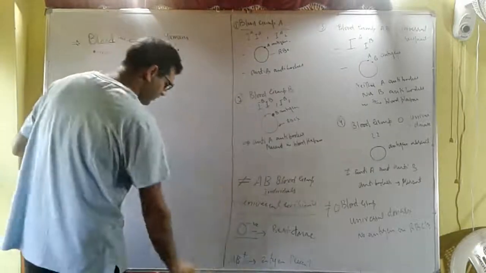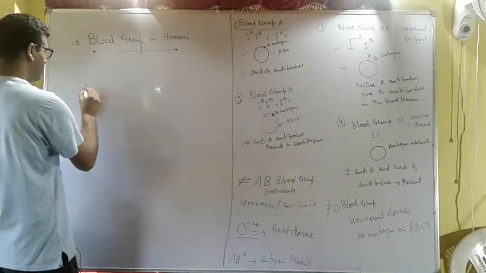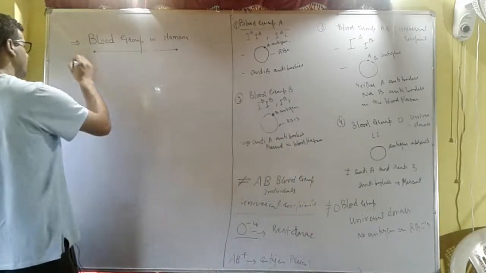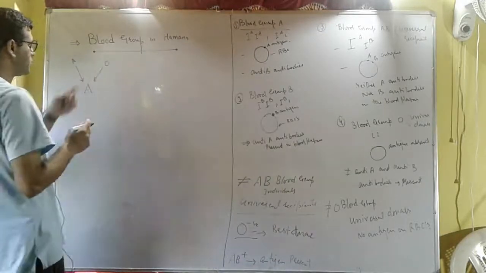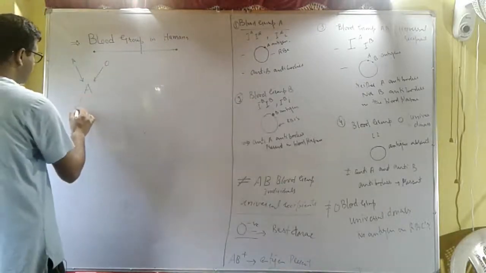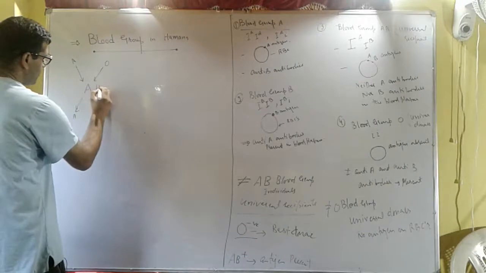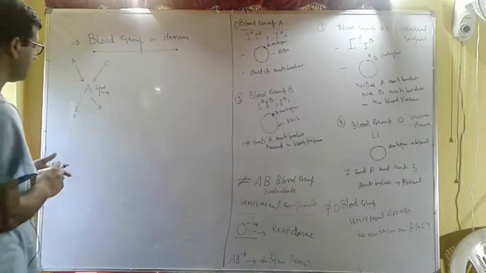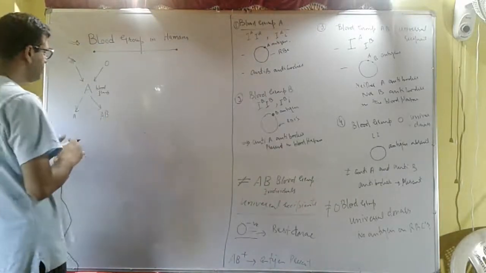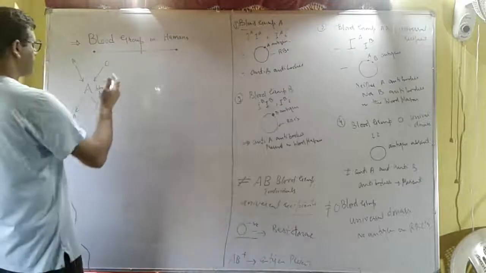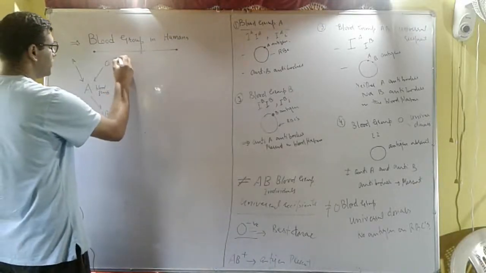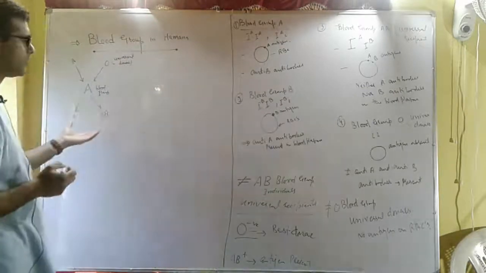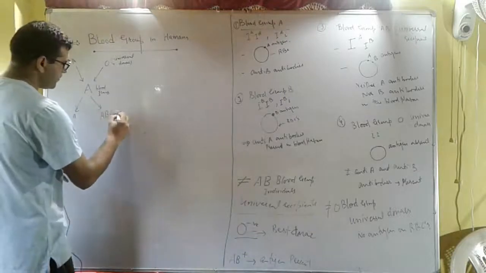It means that we have A blood group. This A blood group can receive blood from A as well as O, because O is universal donor. It can give blood to A as well as to AB, because AB is universal recipient. Same is the case with O: O blood group is universal donor and AB is universal recipient.